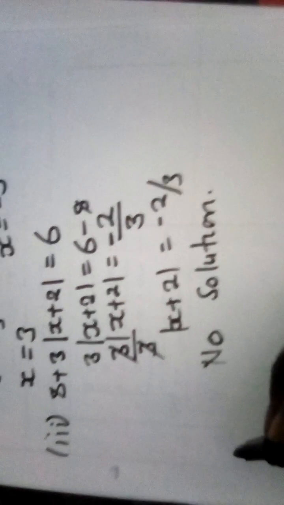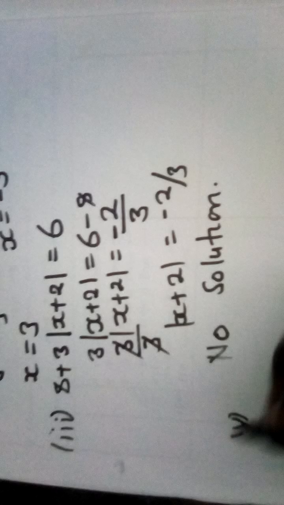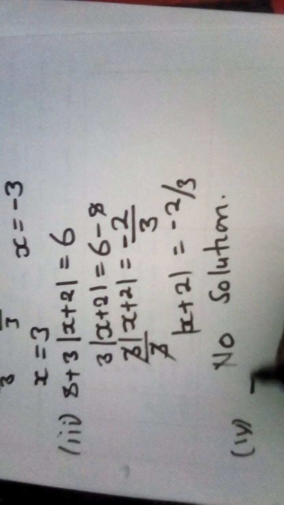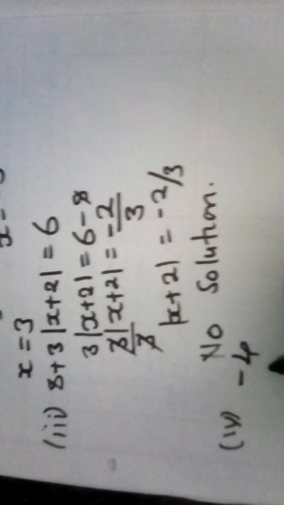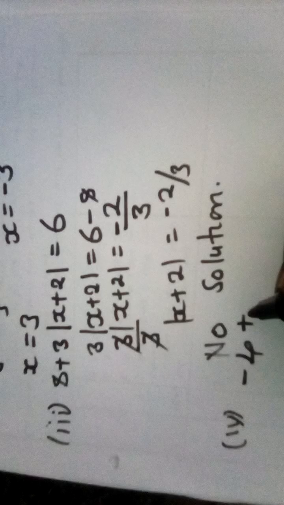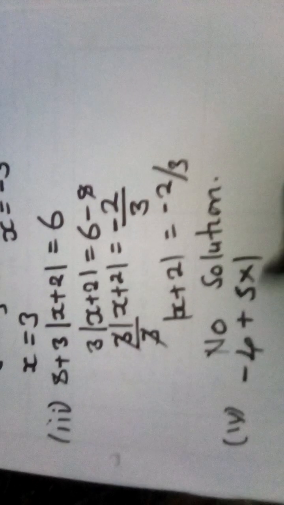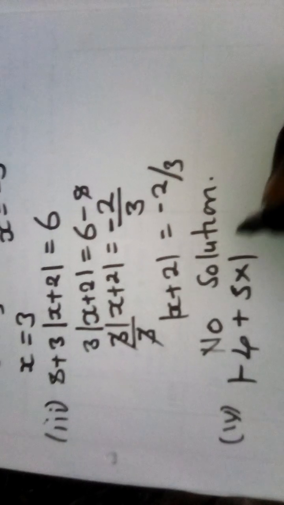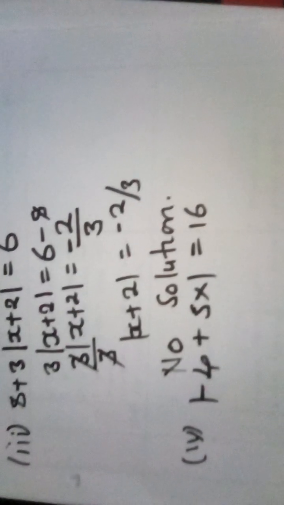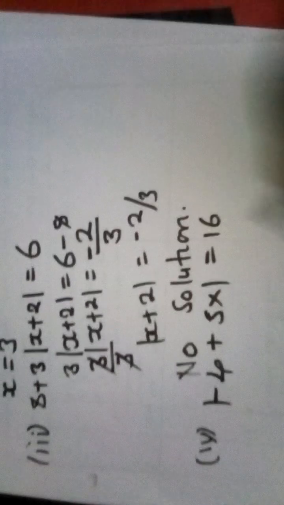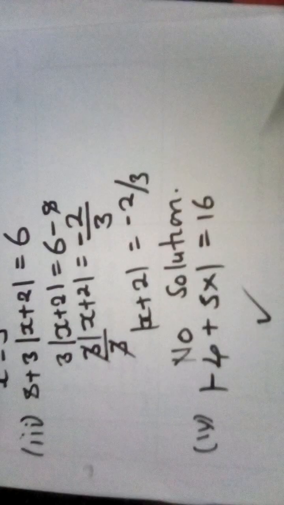Now let's look at this last example. Let's say maybe we have negative 4 plus 5x, the absolute value is giving us 16. Feel free to work out this equation and drop your answer in the comment section.